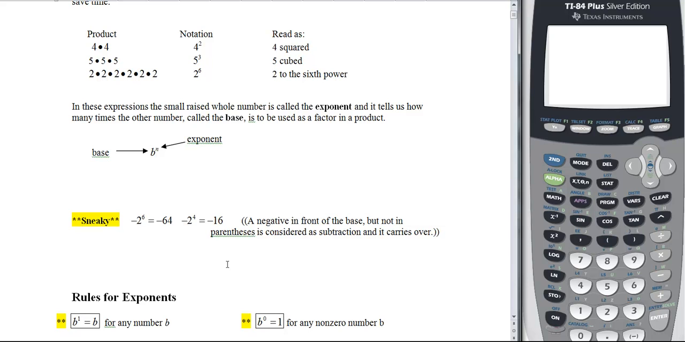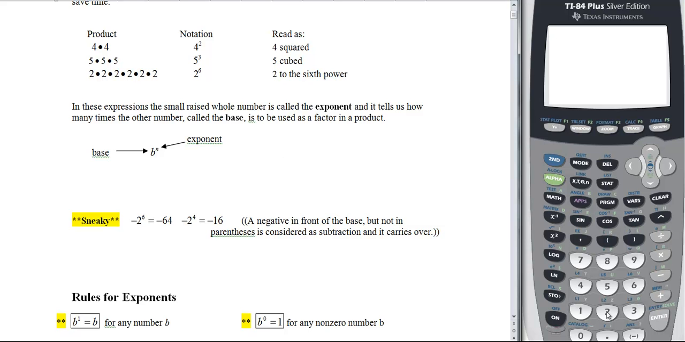Something sneaky you need to be aware of. In this situation, I have negative 2 to the 6 equals negative 64. It says a negative in front of the base but not in parentheses is considered as subtraction and it carries over. That's because of order of operations. Remember, please excuse my dear Aunt Sally.